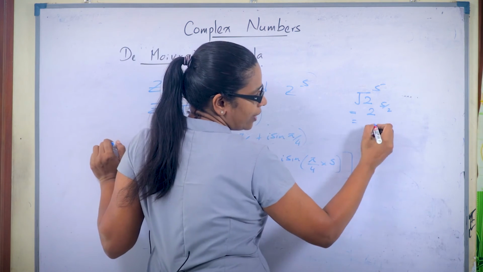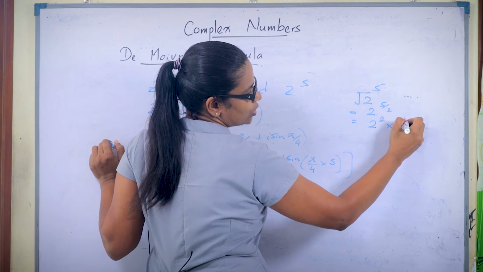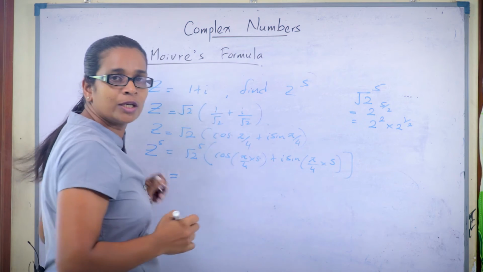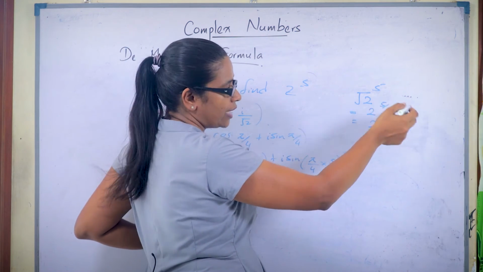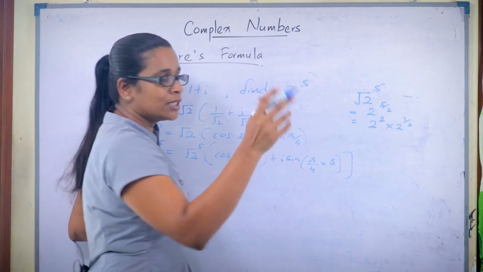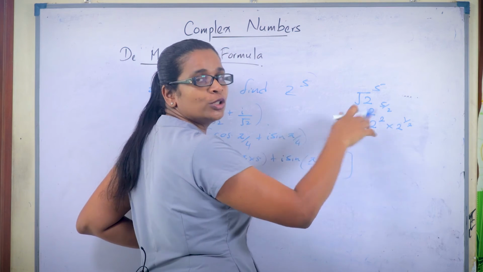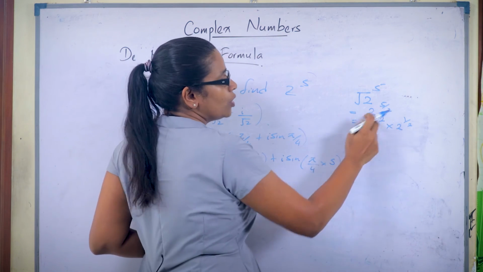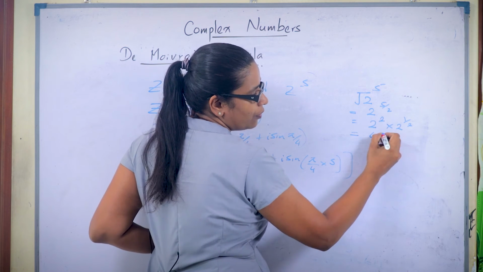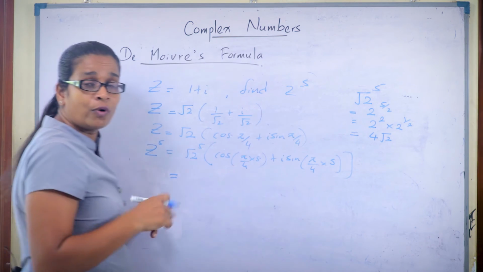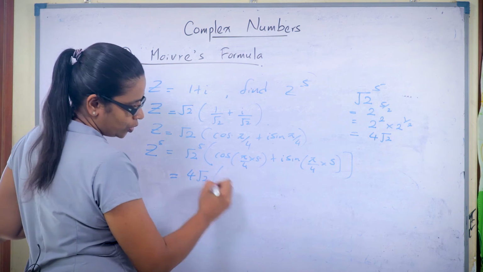So you can write this one as 2 raised to the power 2 into 2 raised to the power half. Can you understand it? Because this one is 2.5, you can write it as 2 plus half. So when you take the multiplication of indices, you are going to add the powers. So I have written it as a multiplication. 2 raised to the power 2 means 4, times root 2. So this one is 4 root 2.